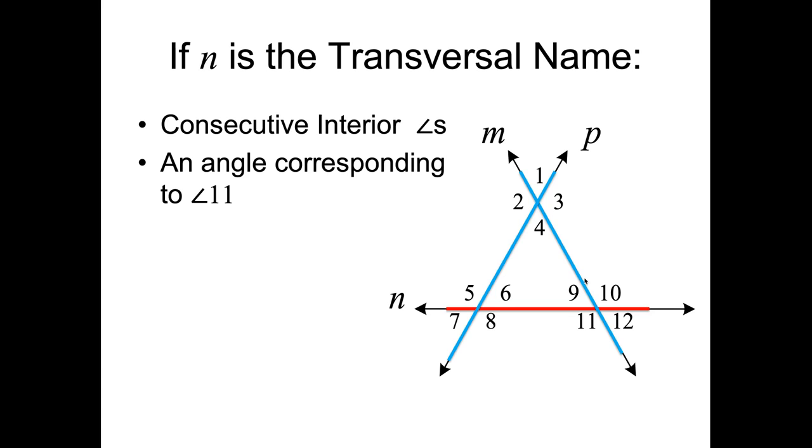Our consecutive interiors are going to be 6 and 9 because they are both on the same side of the red line and interior to the blue lines. You also could have chosen 8 and 11 because they're inside of the blue lines and they're, in this case, below the red line. And then the corresponding angle to 11 is going to be 7. 11 is to the left of this blue line and below the red, and 7 is to the left of the blue line and below the red.